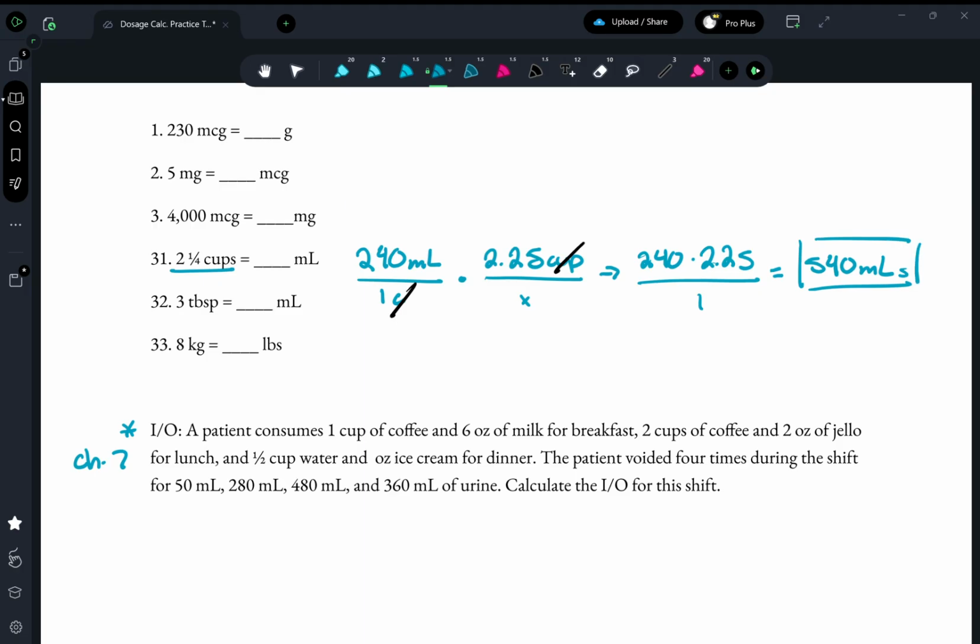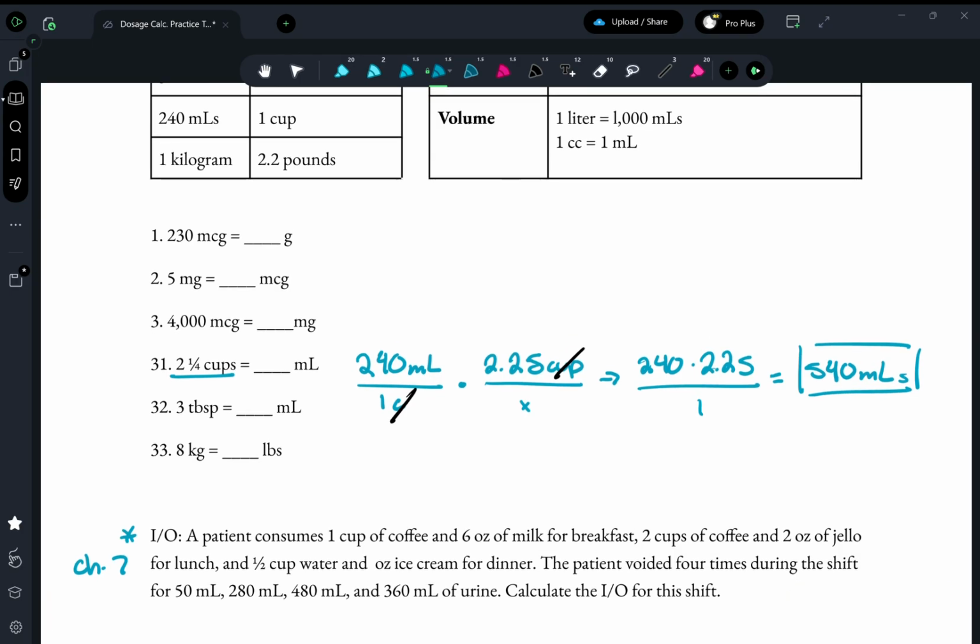The way that I prefer to do it, like I said, I go step by step. So if I have 1 cup, I know that that equals 8 ounces. And then if I have a 1/4 cup, I know that that's going to be 2 ounces, because I just divide 8 by 4. Then these are going to go and divide by 30, because I know there's 30 mLs per ounce. So that's going to be, what did I just do?